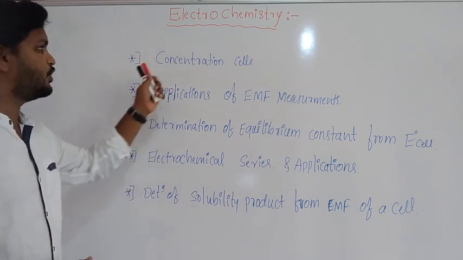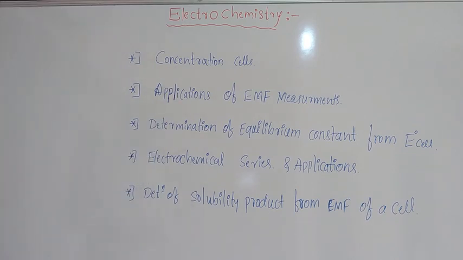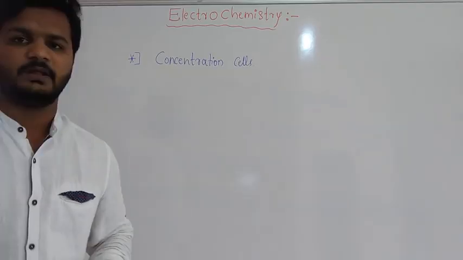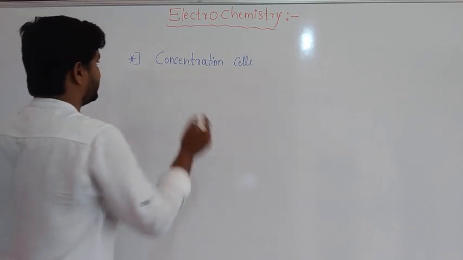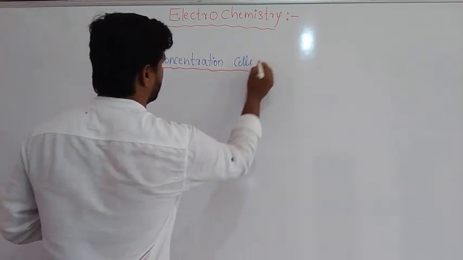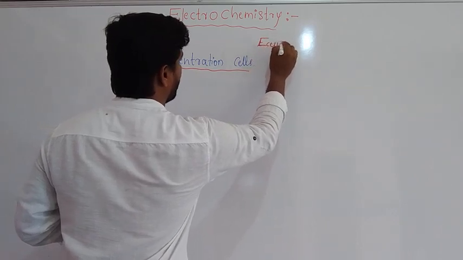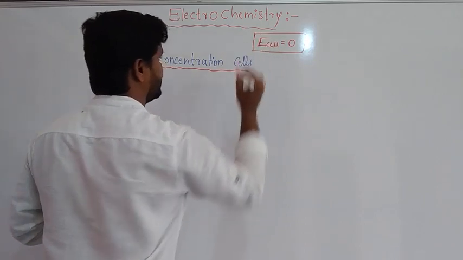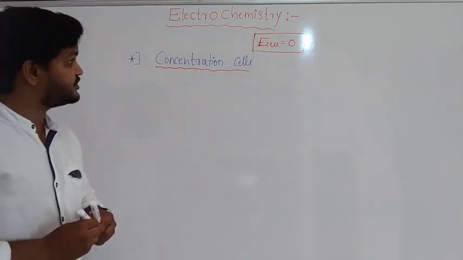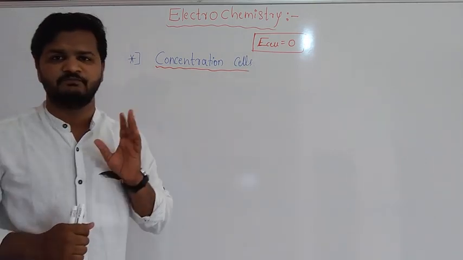First one, concentration cells. This is a very important concept. Let us start with concentration cells. Here, in concentration cells, we have to achieve the E cell value, the electrode potential, as 0. We have to achieve this condition, E cell value is 0, by using concentration cells.